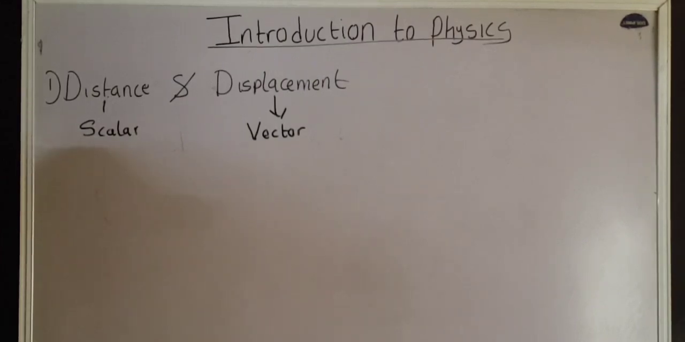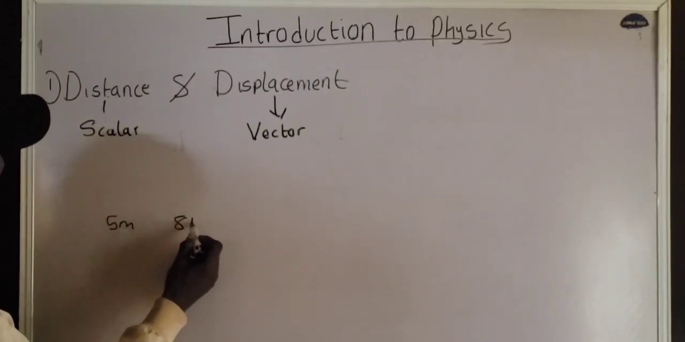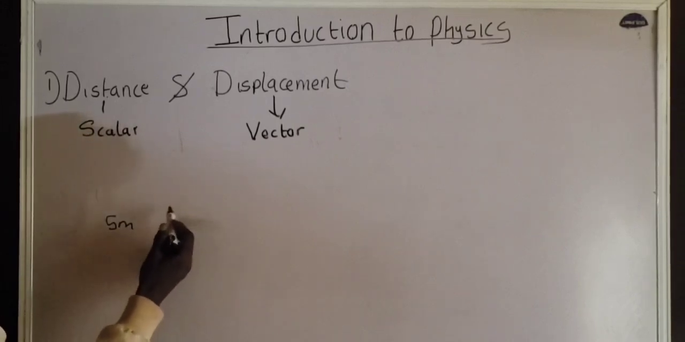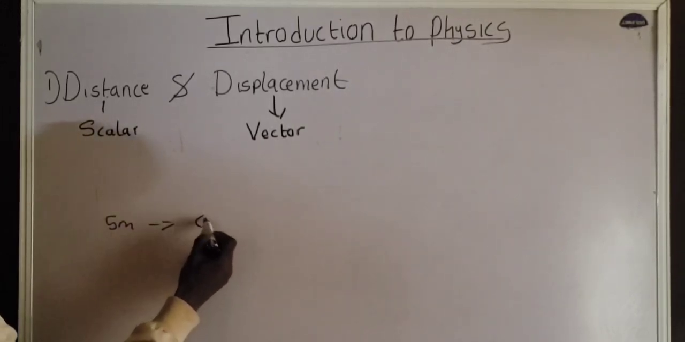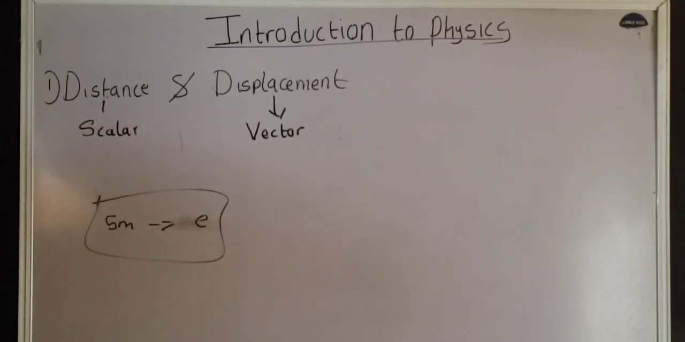Are you getting it? When we are given distance, 5 meters, maybe 8 kilometers, 5 meters to the east, not south, west, east. So 5 meters to the east. So this is what? Displacement. You understand? Now, so that is the basic idea of distance and displacement.